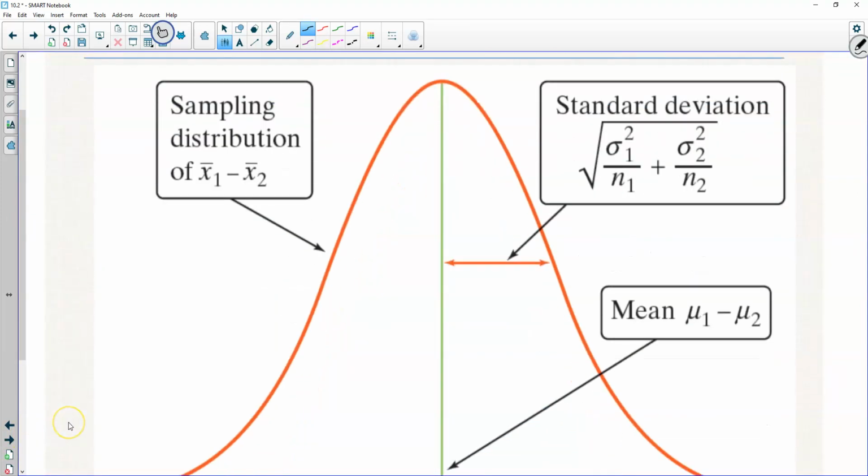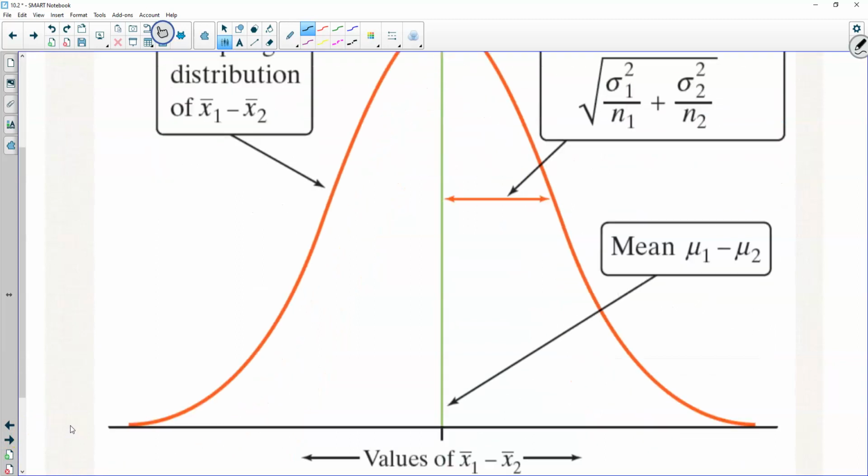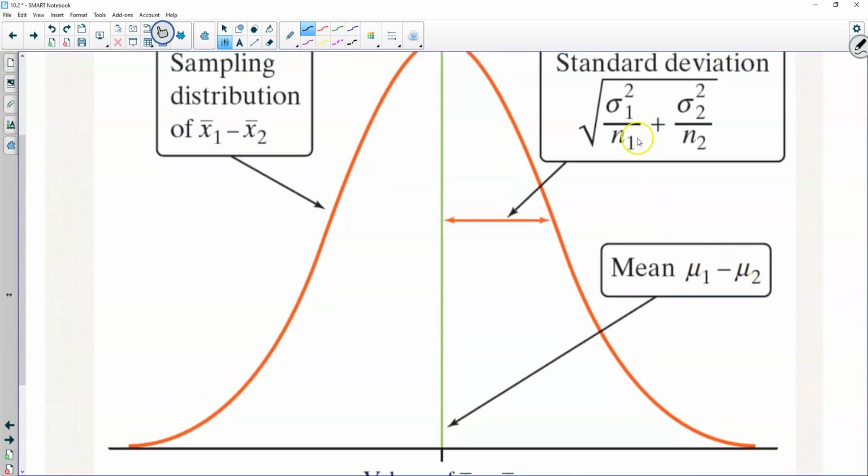Okay, so here's what this looks like. In the middle, this is the sampling distribution for x bar 1 minus x bar 2. The mean is mu1 minus mu2, and the standard deviation is what we just stated there. The variances are added together and then we take the square root of that.